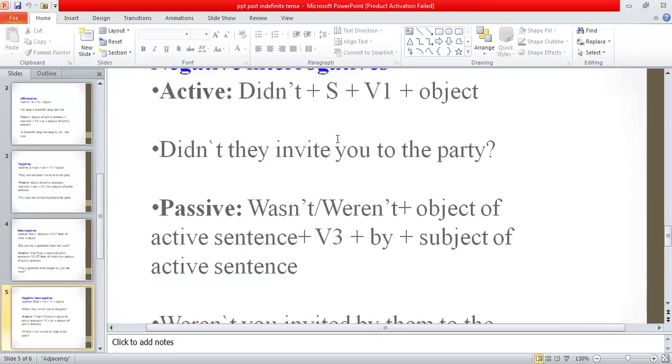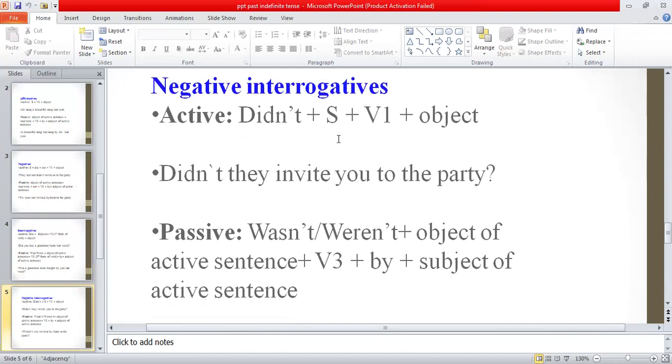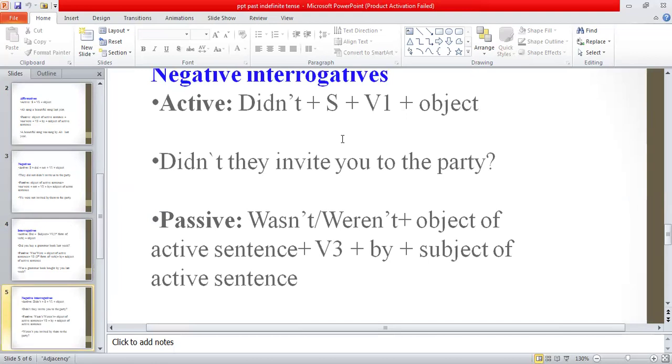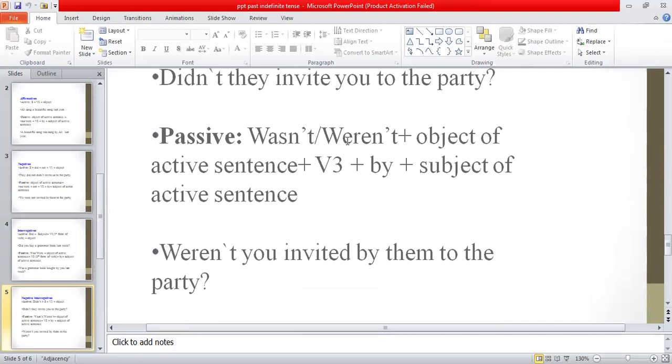If you want to change a negative interrogative sentence from active into passive voice, first of all, we have to see what the structure of an active sentence with negative interrogative is. Didn't plus subject plus first form of the verb plus object. So didn't they invite you to the party? And the structure formula of the passive sentence will be wasn't, weren't, then the object of the active sentence will come, then the third form of the verb, and then the subject of the active sentence will come. So in this way, the final passive sentence will be, weren't you invited by them to the party?